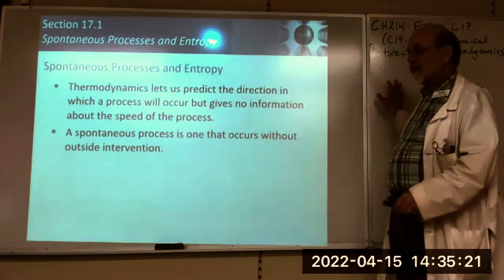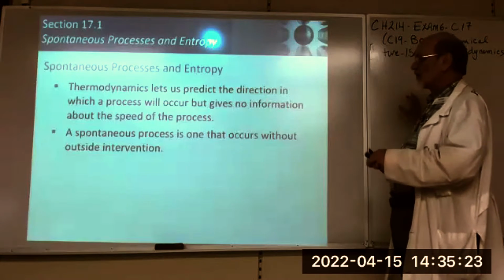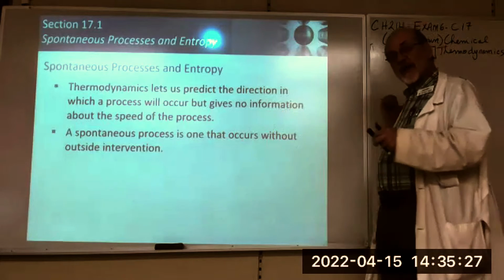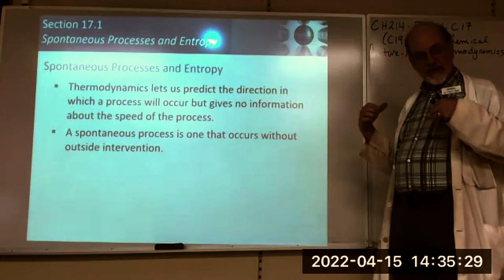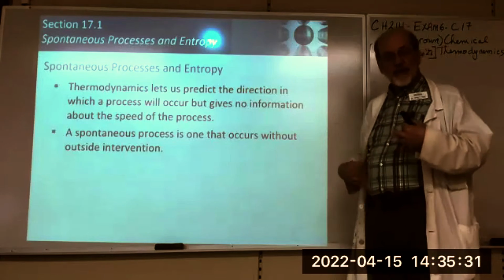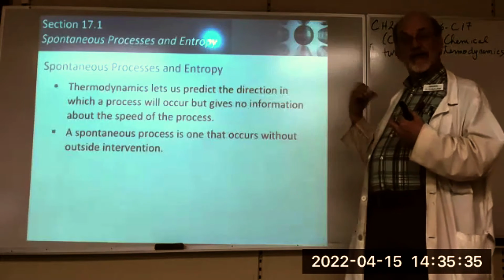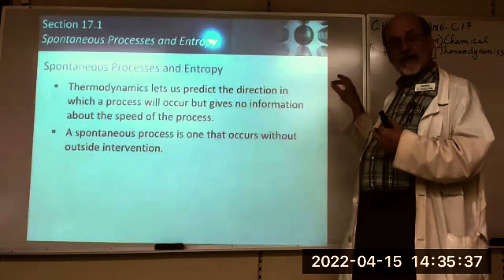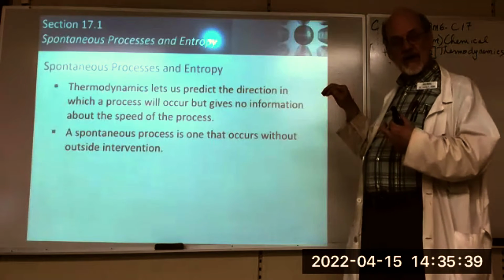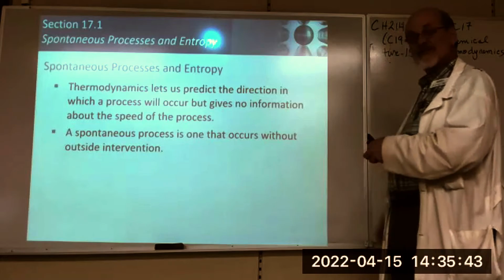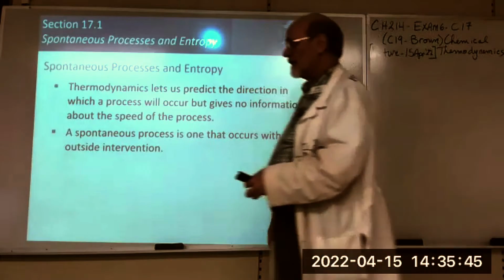As I mentioned earlier, thermodynamics allows us to predict the direction of the reaction. So if we want it to go this way, but the conclusion of thermodynamics is that it's not spontaneous in that direction, then we would have to flip it around to get it to be spontaneous from left to right. It says nothing about the speed of the reaction.